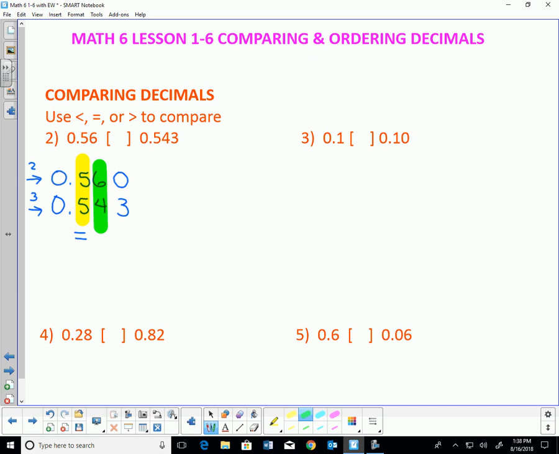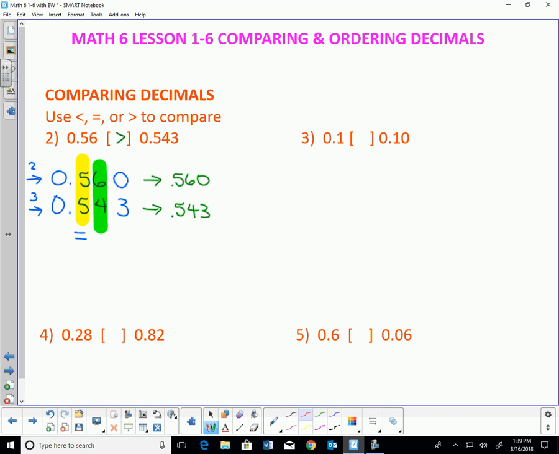If I was to look at these numbers without the decimal point, I have here 560. I have here 543. Well, 560 is bigger than 543. So 0.560 would be bigger than 0.543, which means this number is larger.